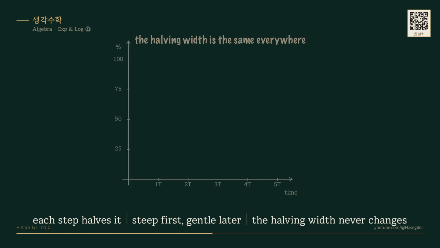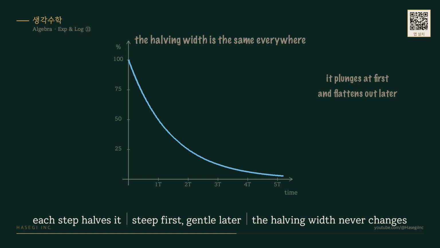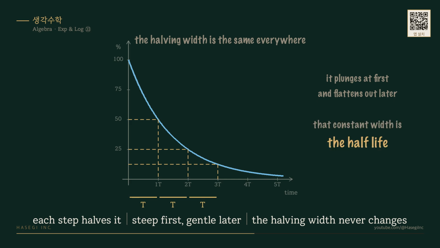The graph shows it clearly. One step across and the height is halved. One more step and it halves again. It plunges at first and flattens out later, but the width it takes to halve is the same wherever you measure it. That constant width is what we call the half-life.